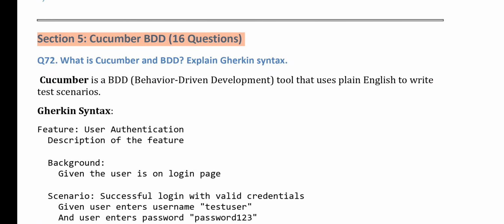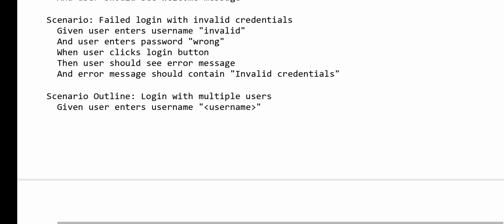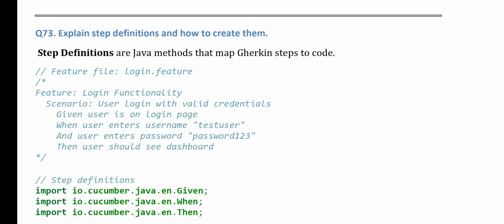Okay, and the next set of interview questions are with respect to the Cucumber BDD. So what is Cucumber and BDD? Explain the Gherkin syntax with an example. Guys, basically when I take the interviews, I ask all these questions along with code samples. So that is the reason I have already mentioned the code samples. Okay. And the next question is: explain step definitions and how to create them.